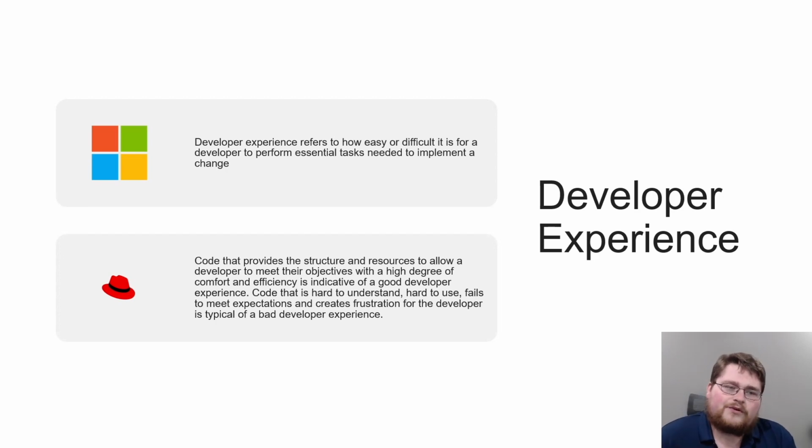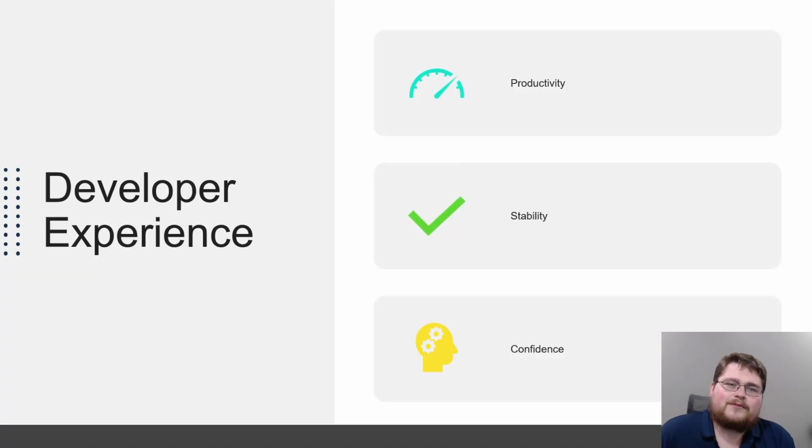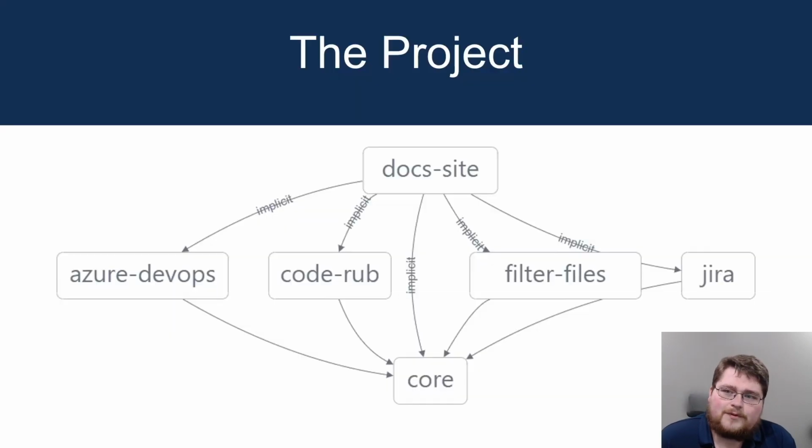The definition we're going to go with is a little bit different since we're going to be focusing on how the tooling and environment the developer is working in might affect them. So we're going to look at three measures. We're going to look at how we can promote productivity for the developer, how we can promote stability for the developer, and how we can help that developer to maintain confidence. We're going to do this by looking at a sample project.